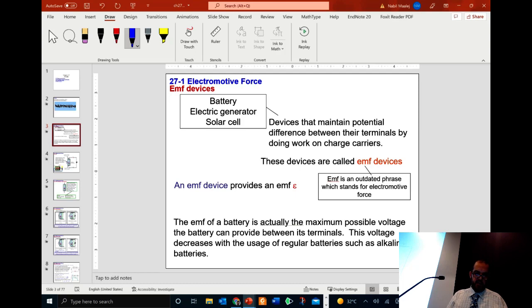The EMF of a battery is actually the maximum voltage that it can give, and this voltage usually decreases with time. So if you have an alkaline battery of 1.5 volts, it's not going to stay 1.5. After some period of time, it will go down. But in our problems, we will assume that they provide a constant potential difference.